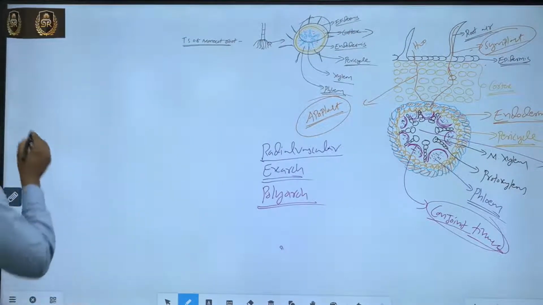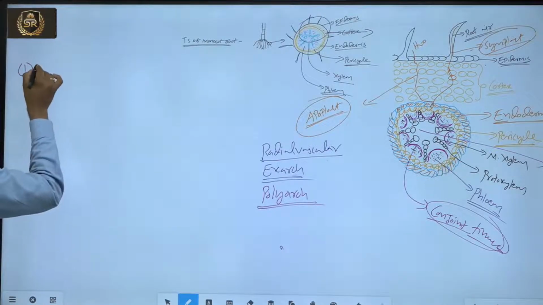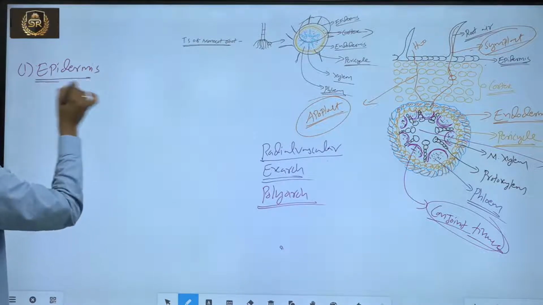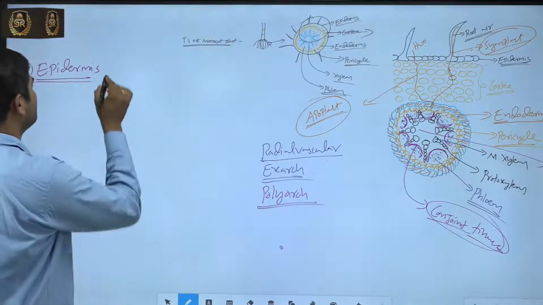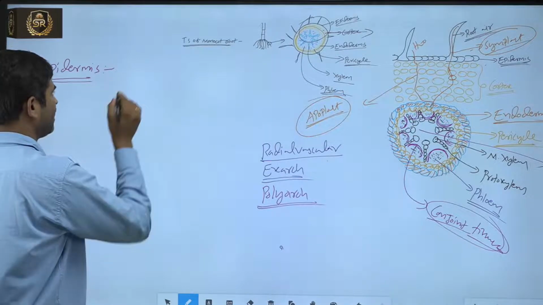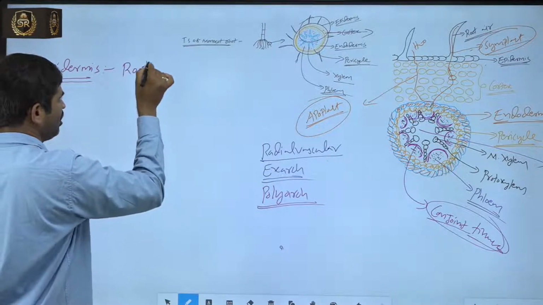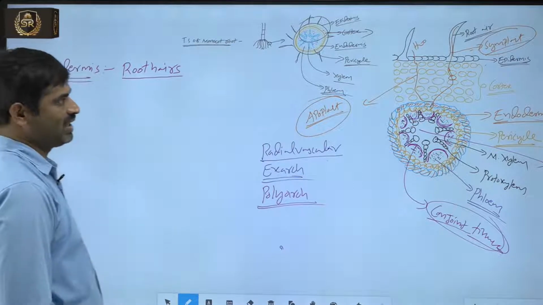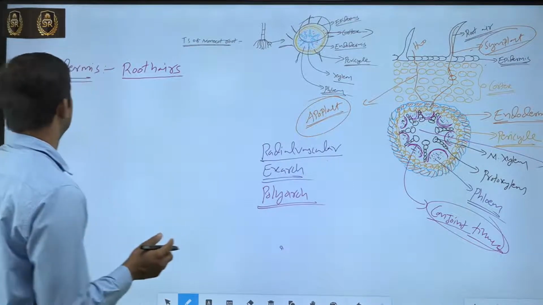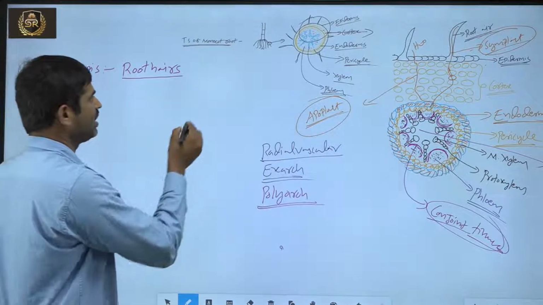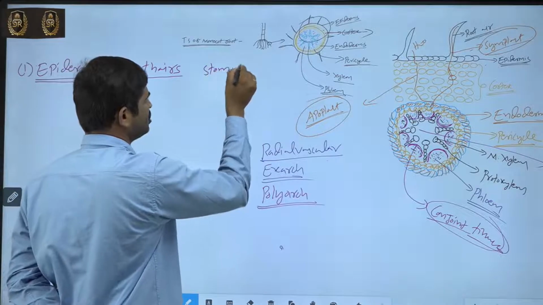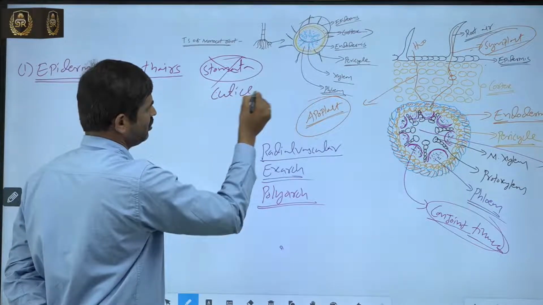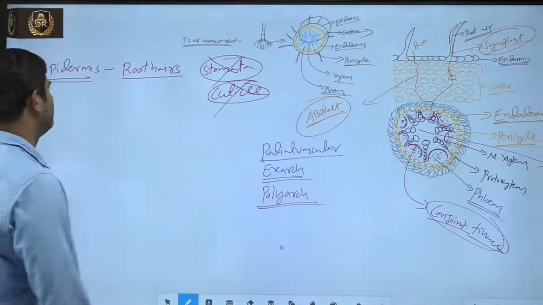First part, epidermis. In the epidermis, only root hairs are present, and stomata and cuticle layer are absent.